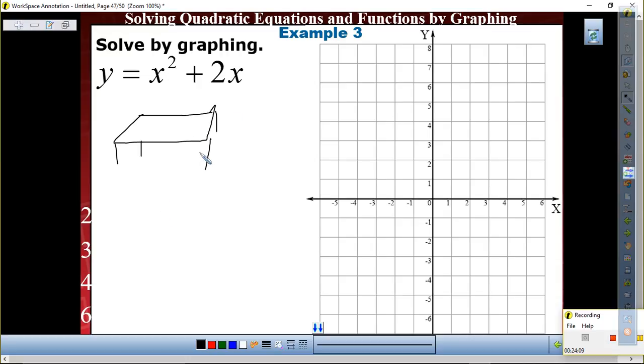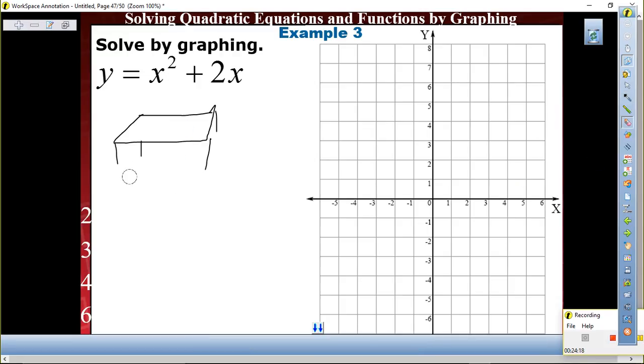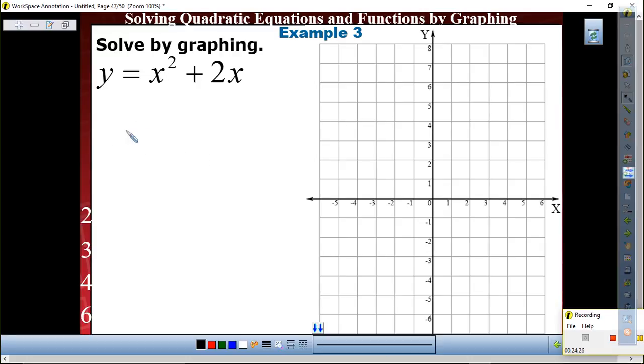You guys like my table? The table? Get it? My table? Never mind.